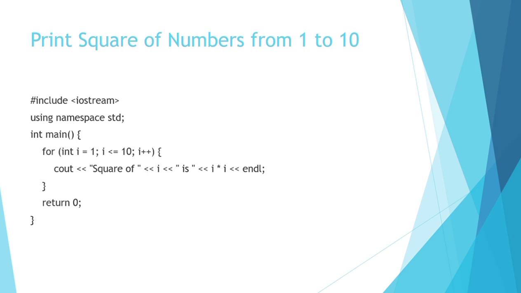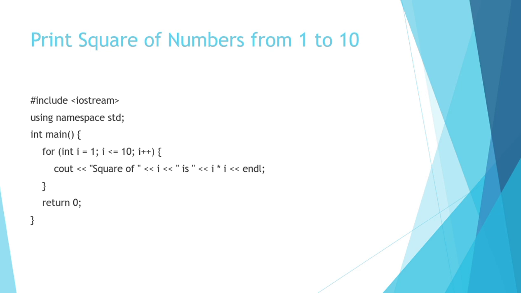After each iteration of the loop, i is incremented by 1. i++ means i equals i plus 1. This means the loop will proceed with i equals 1, i equals 2, i equals 3, and so on, up to i equals 10. Inside the loop body, this line outputs the square of the current value of i.